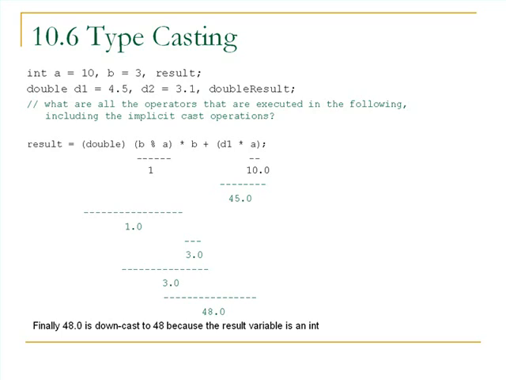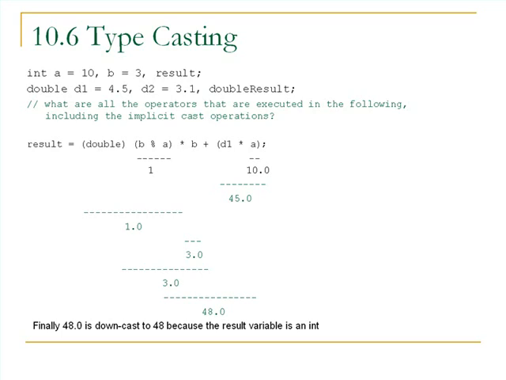As we read down through this, what happens inside the parentheses happens first. So B modulus A, 10 mod 3 is 1, and we'll put the 1 there. And then inside the other parentheses, we have a double times an int. The first thing that happens is an implicit upcast of the int to be a double. So now we have D1 times 10.0, and it evaluates to 45.0.